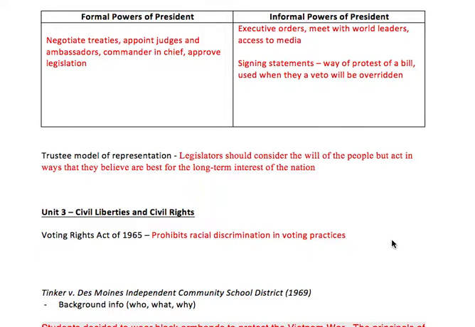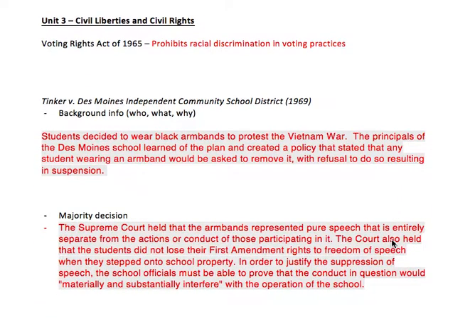So signing statements are accepting a bill but protesting it, just discussing why he or she does not like the bill. And then one model of how a congressperson can represent, use the trustee model. So legislators are considering what the people like, but also act in ways that would be best for the nation in the long term.